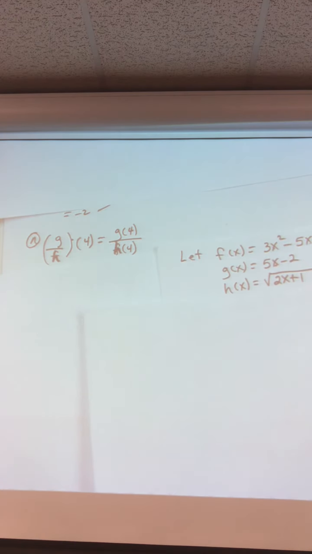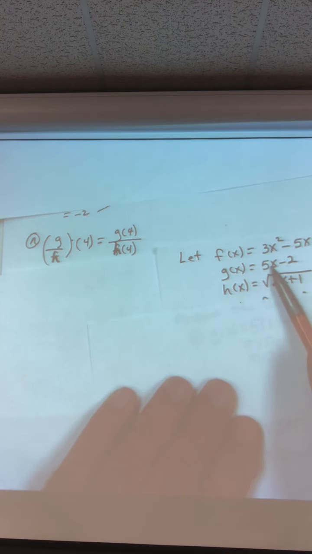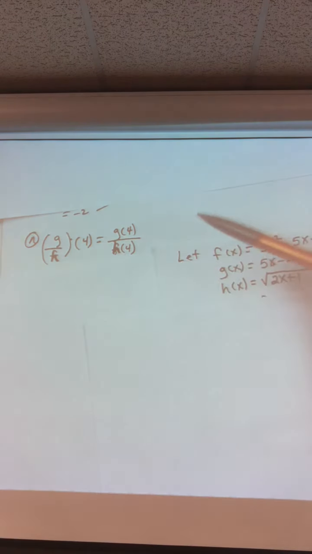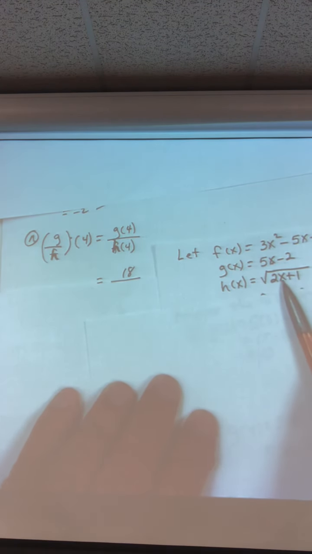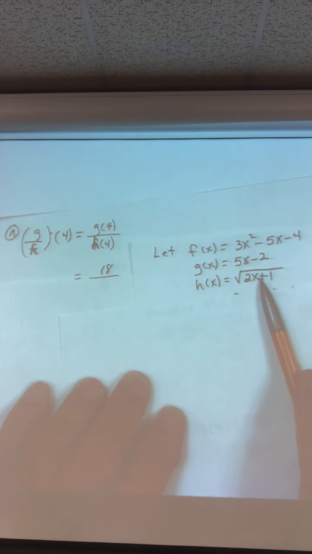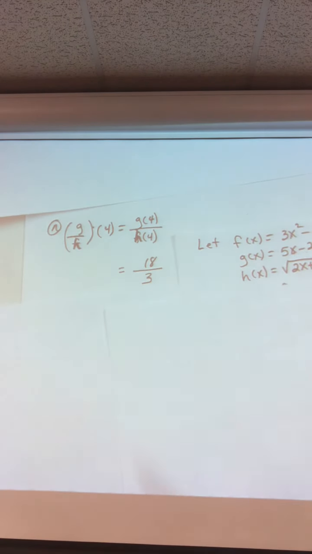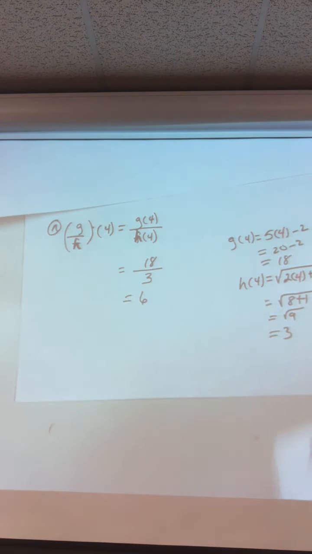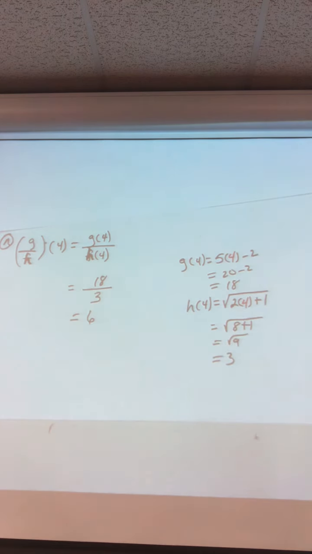Now, how do you find G of 4? You go to the side and put 4 right here. 5 times 4 is 20. 20 minus 2 is 18. So G of 4 is 18. Now, how do we find H of 4? You put 4 right here. 2 times 4 is 8, plus 1 is 9, square root of 9 is 3. That's where that comes from. And then when you divide those, you get 6. That's my scratch work there on the side.